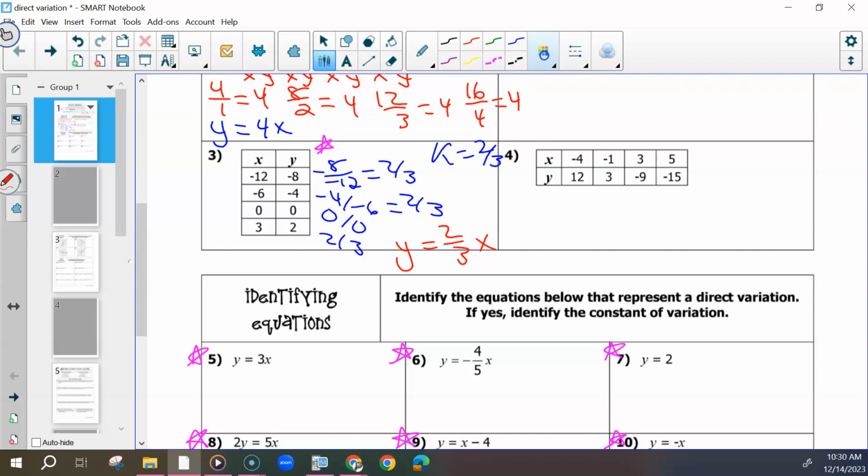So don't be confused that the 0 over 0 wouldn't give you the same number. Because it is 0, it is still direct. It will still go through the origin. That is another piece of it being direct. It has to have a constant k and go through the origin. Do you have any questions about this so far?